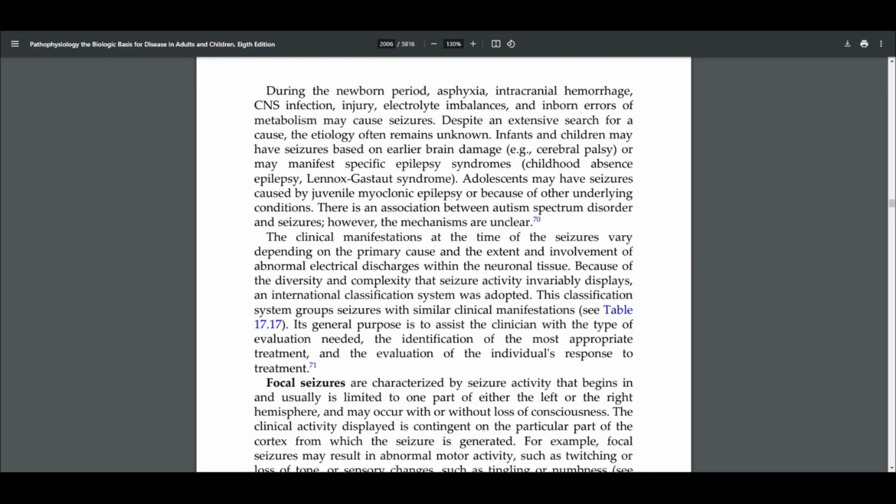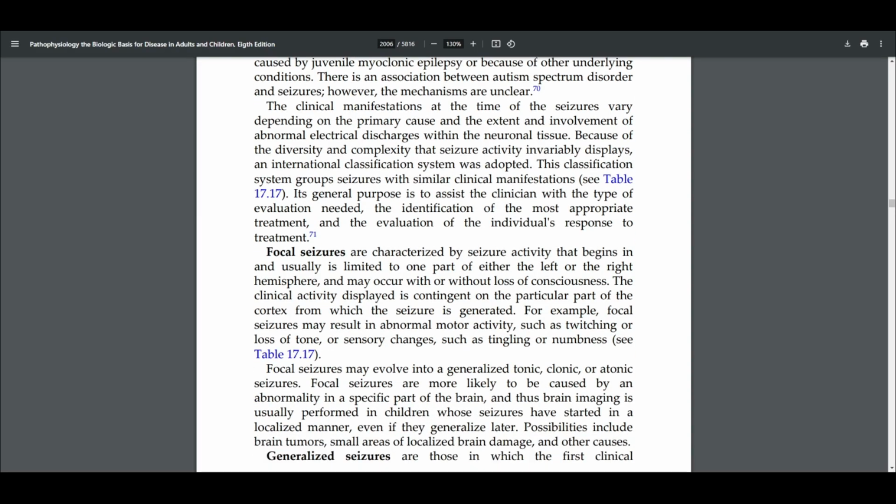During the newborn period, asphyxia, intracranial hemorrhage, CNS infection, injury, electrolyte imbalance, and inborn errors of metabolism may cause seizures, despite an extensive search for cause. The etiology often remains unknown. Infants and children may have seizures based on early brain damage, or may manifest specific epilepsy syndromes. Adolescents may have seizures caused by juvenile myoclonic epilepsy or because of an underlying condition. There is an association between autism spectrum disorder and seizures. However, the mechanisms are unclear.